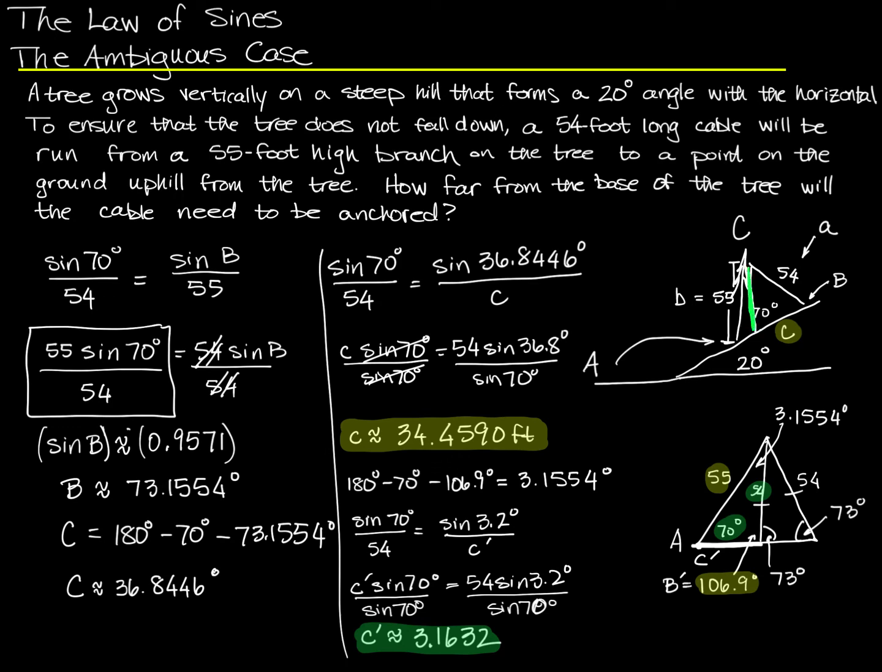All the stuff I've highlighted in green goes with the possibility that the cable gets anchored here. And all the stuff I've highlighted in yellow corresponds to the yellow highlighted cable. And the question I might ask you is, which one is going to be more effective? Because you're trying to keep this tree from falling down, right? Is it going to be more effective to anchor it farther up the hill, or closer to the base of the tree?